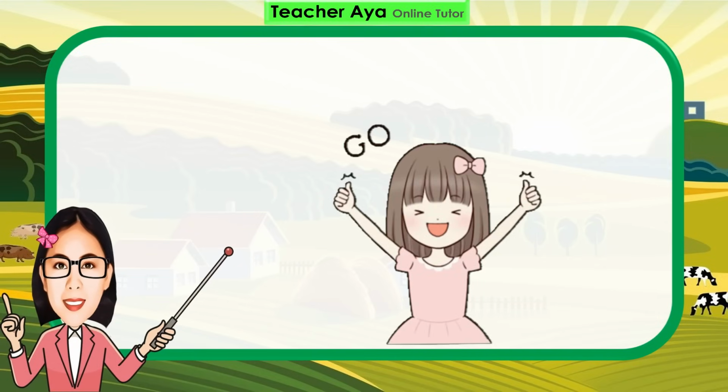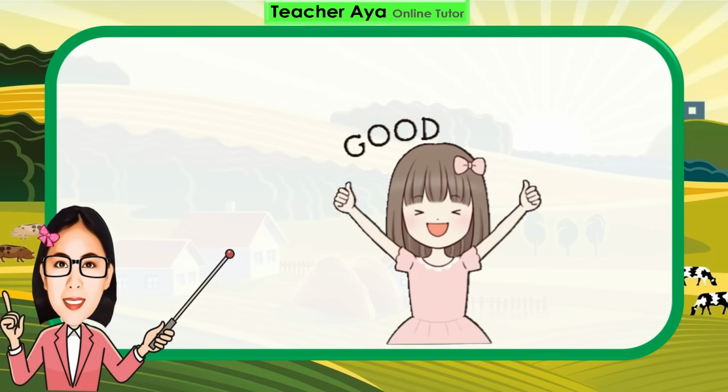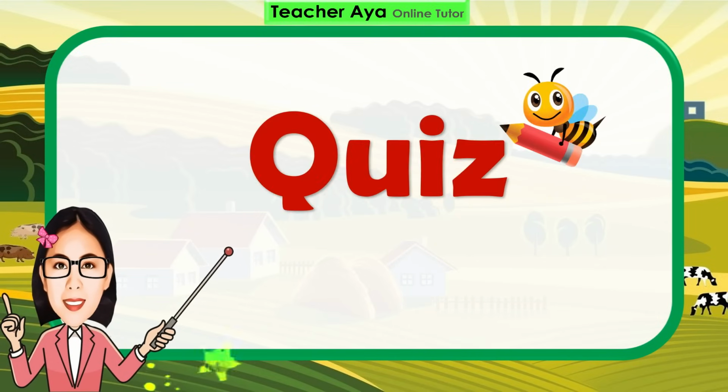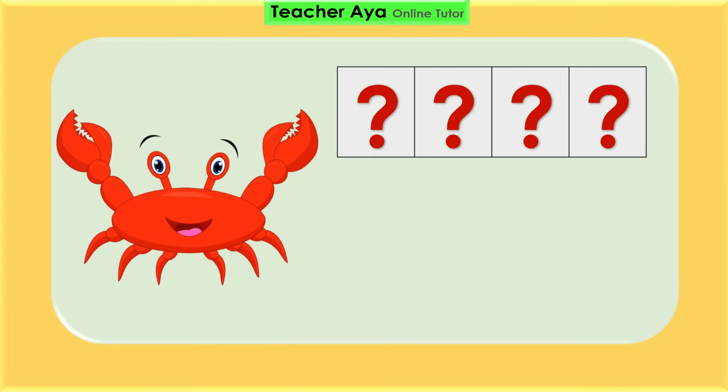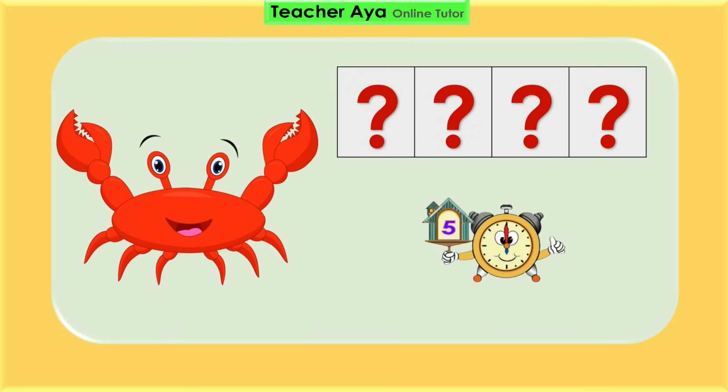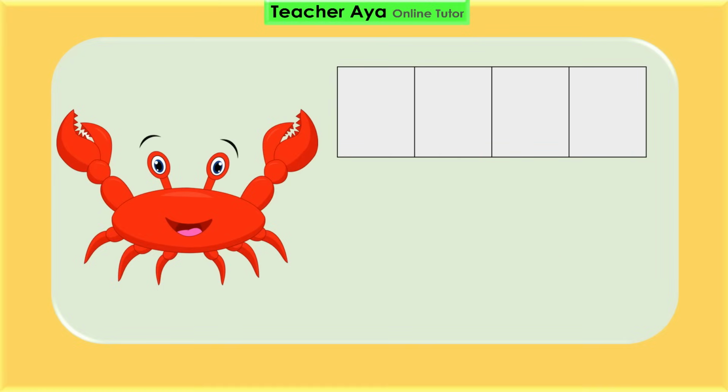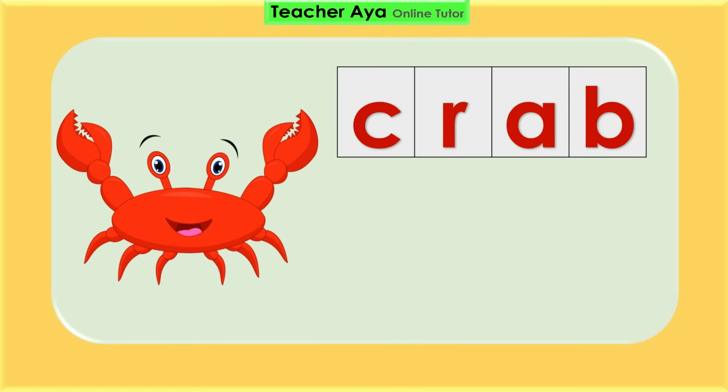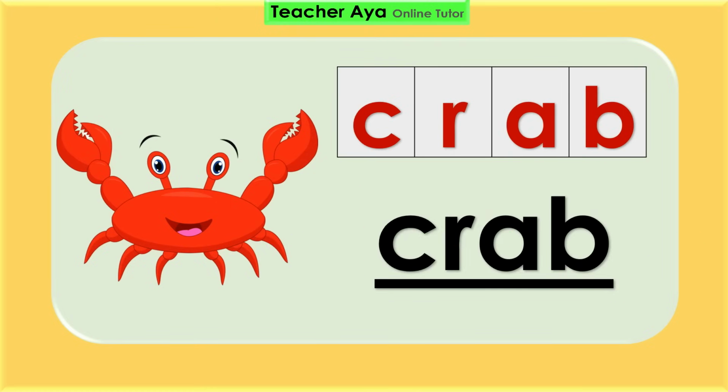Great job, children! Now, let's have a short quiz. Are you ready? Let's start. Children, can you spell the word crab? Crab. C-R-A-B. Crab.